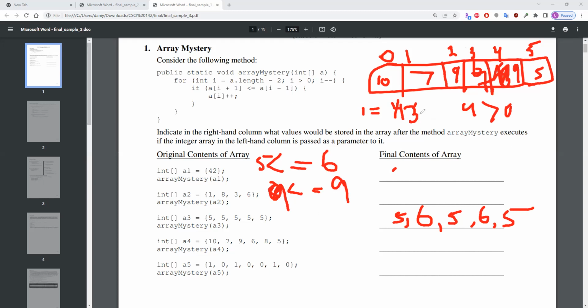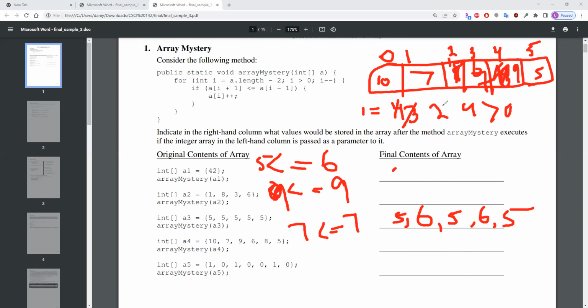I minus minus, I is now 2. Is 2 greater than 0? Yes, we go inside. Again, you have A of I plus 1. 2 plus 1 is 3. What we have at index 3 is 7. Is 7 less than or equal to A of 2 minus 1, which is 1? A of index 1 is 7. Again, yes, this is true. A of I plus plus, which is index 2, which is 9, plus plus, it's now 10. Index 2 is holding 10.